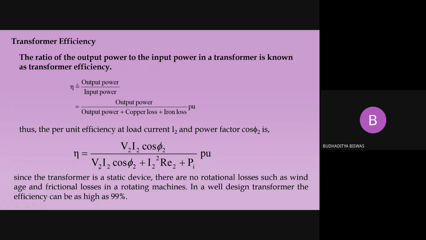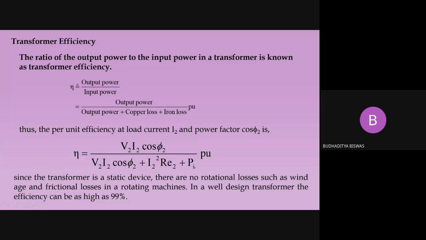So what is the output power? The output power remains the same, V2 I2 cos phi2, plus the copper loss, which is I square Re2, and the iron loss, which is Pi. The copper loss is a variable loss. It depends upon the current. As the load consumes more current, the copper loss is higher. As the load consumes less current, the copper loss is lower, because it is totally dependent on I square. As I increases, the copper loss increases. As I decreases, the copper loss decreases.